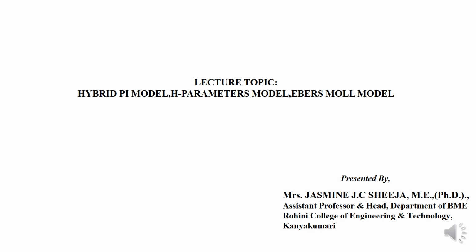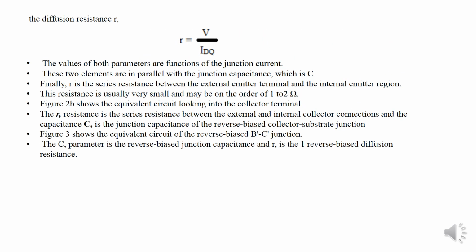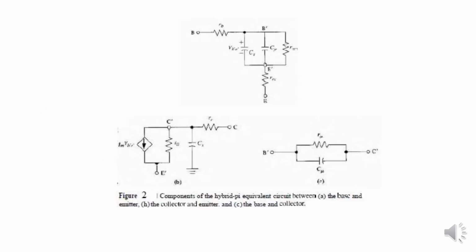Now let us see the hybrid pi model, the H parameter model, and the Ebers Moll formula. By this formula, R equals V by I d, and the values of both parameters are functions of the junction current. Here these two elements are in parallel with the junction capacitance, and R is the series resistance between the external emitter terminal and the internal emitter region. This resistance is usually very small, on the order of 1 to 2 ohms.